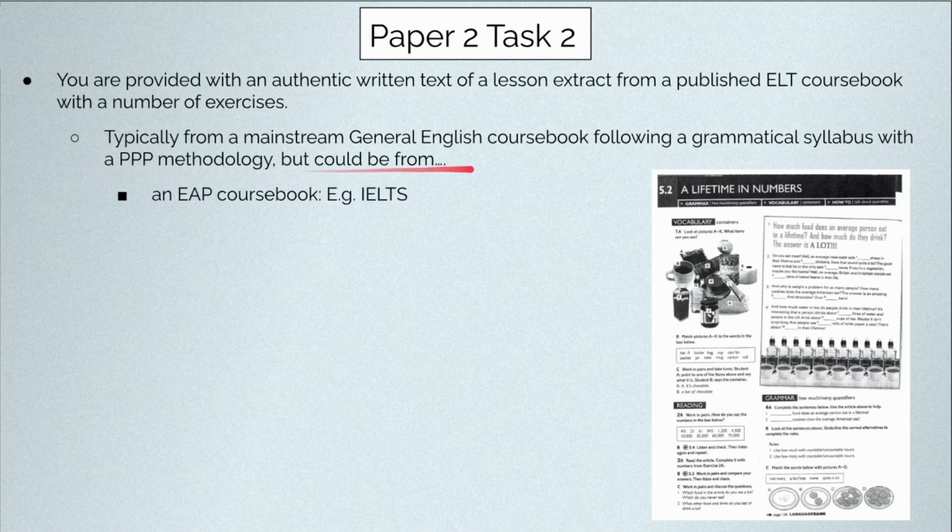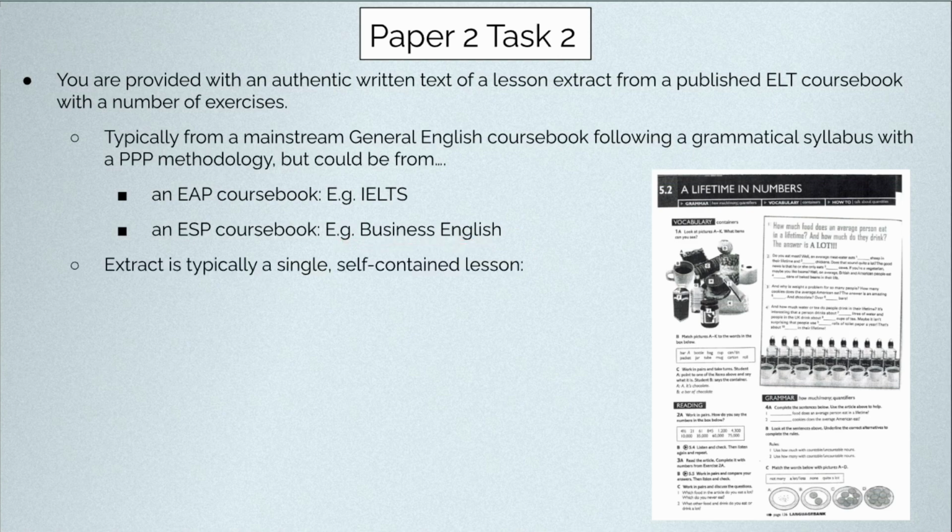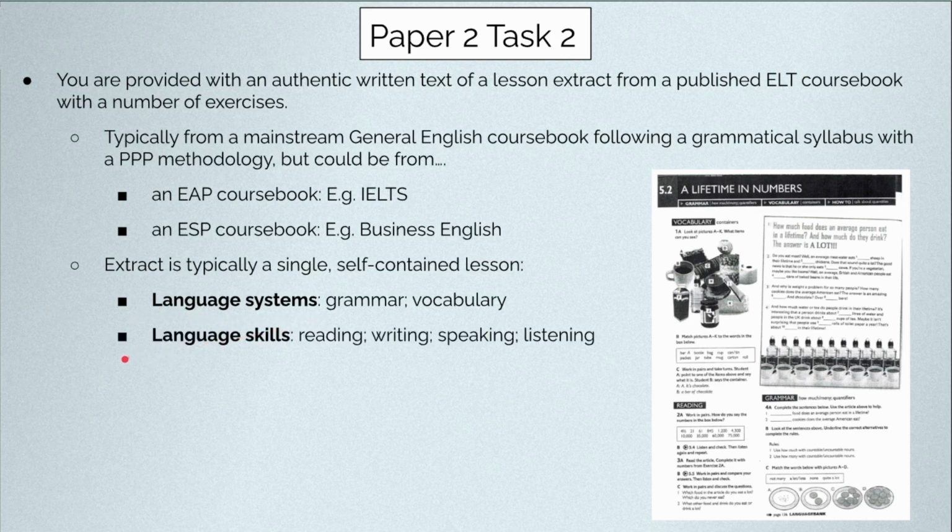However, the coursebook could also be an English for academic purposes coursebook, IELTS being the prime candidate for that, or an ESP coursebook, English for specific purposes, business English being the most common here. The extract itself is typically a single self-contained lesson, and that will either be a language systems lesson or a language skills lesson. There are 4 language systems, the other 2 being discourse and phonology, but you're unlikely to get an entire lesson based around those. So for language systems, we've got grammar lessons and vocabulary lessons, and for skills, the reading, writing, speaking, and listening lessons.